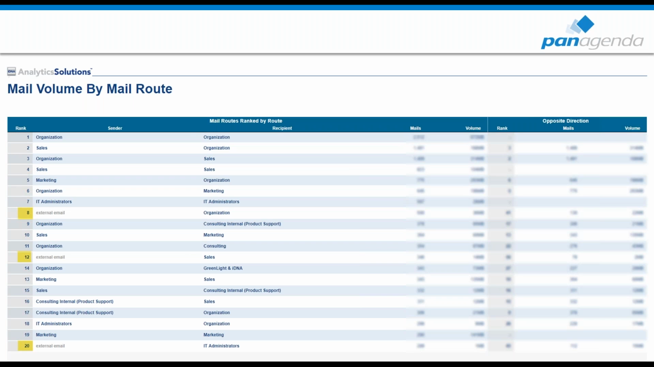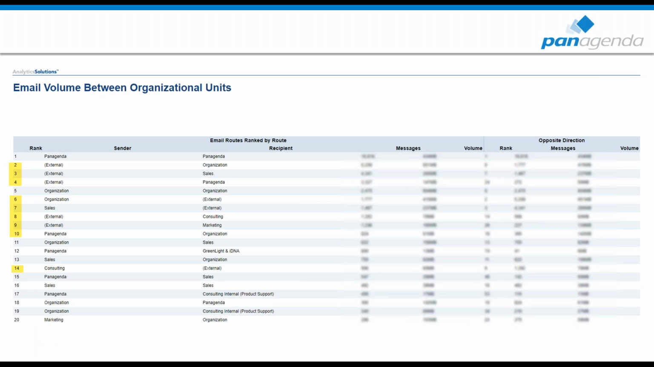For instance, in this case, what you see here is the mail volume between groups within the organization. The sales department is the number 2 sender in this case when it comes to ranking for sending information to the organization, which is a group within the panagenda address book. As you can see, there are three that I highlighted. These are mails from or to external parties.